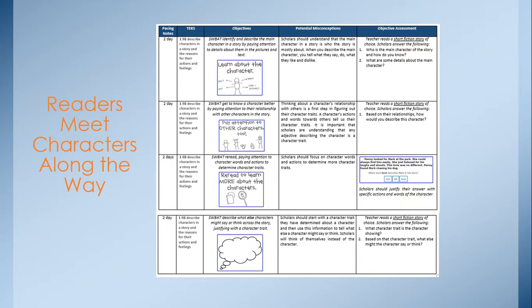Now moving on to section 2, and this is titled Readers Meet Characters Along the Way. The aim for this section is for scholars to analyze the characters that they find in their fiction stories. We'll begin by learning how to identify the main character of a story and how to collect details about them as we are reading. I've chosen to spend 2 days on this objective so that the scholars have practiced finding and describing main characters in 2 different texts.